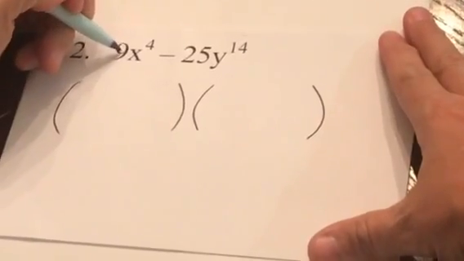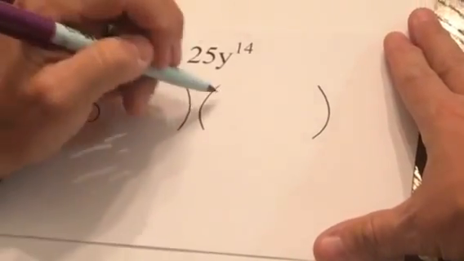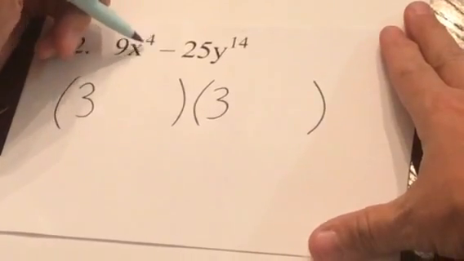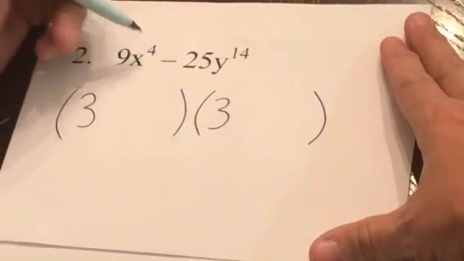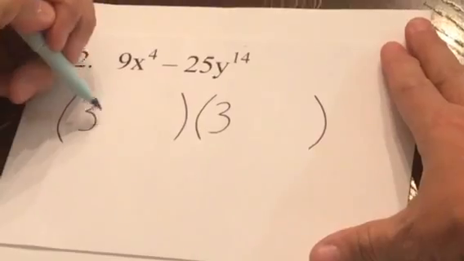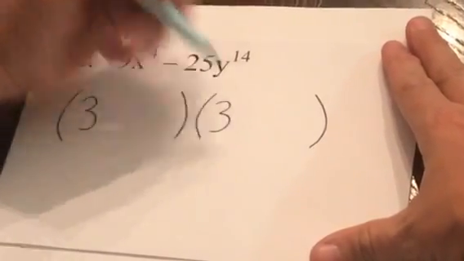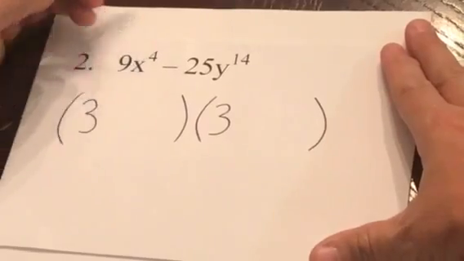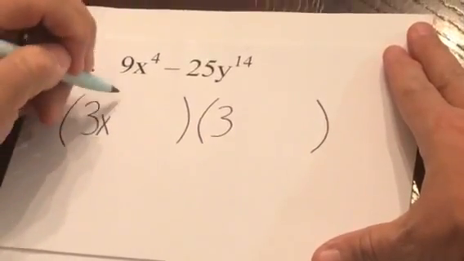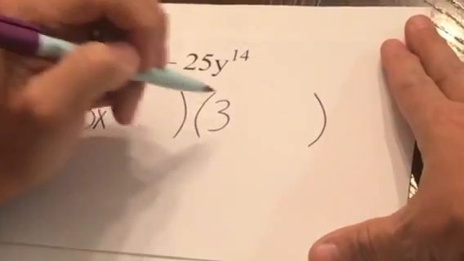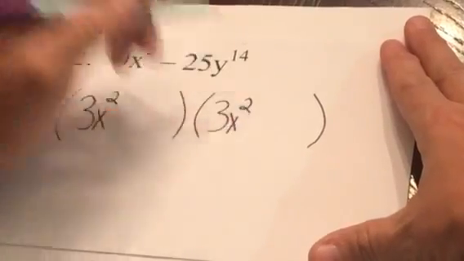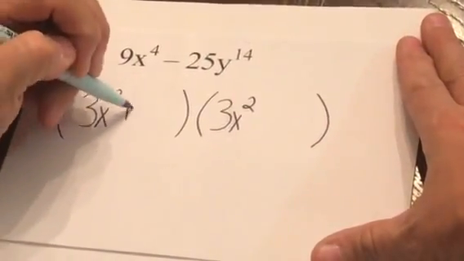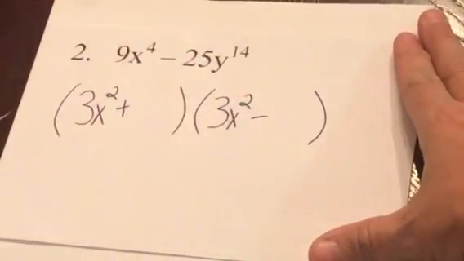The square root of 9, 3, 3. X to the 4. We want to split that up so there's the same number of x's in both parentheses. That's why it has to be an even number. X to the 4, when we split that up, we want 2 of them in the first parentheses and 2 of them in the second parentheses. 1 plus, 1 minus.